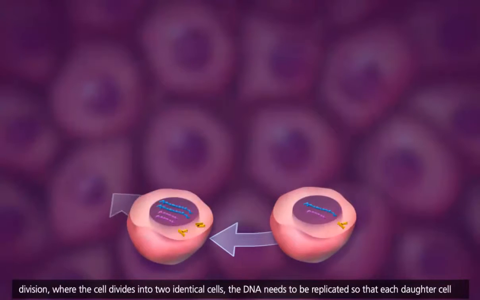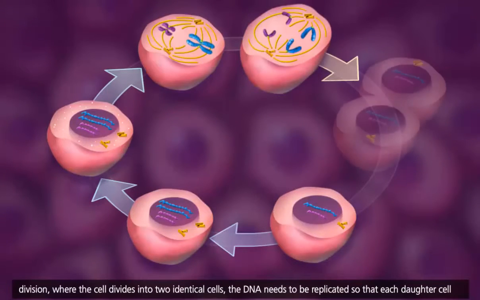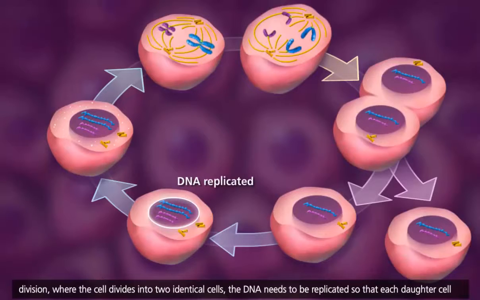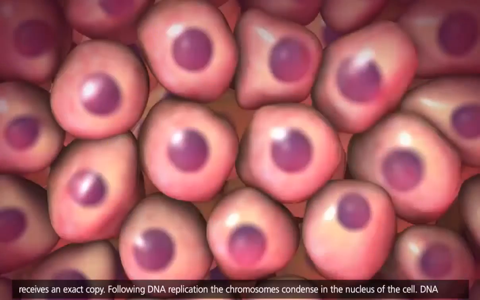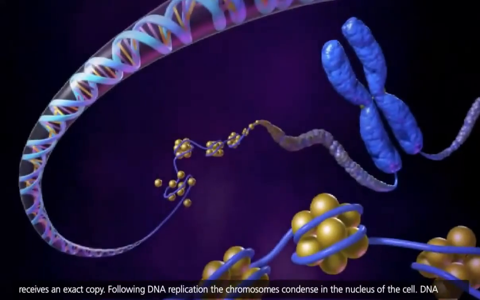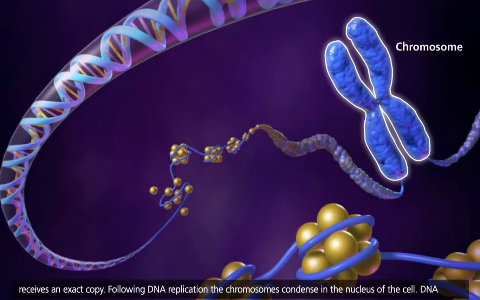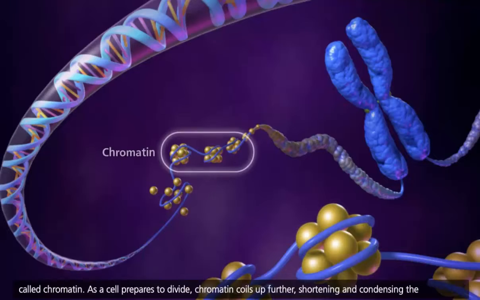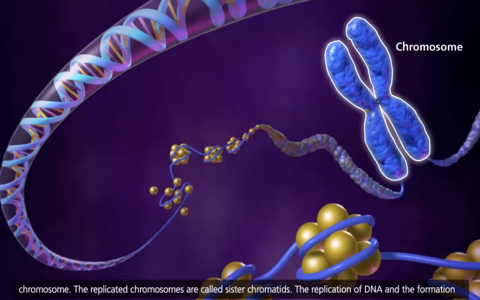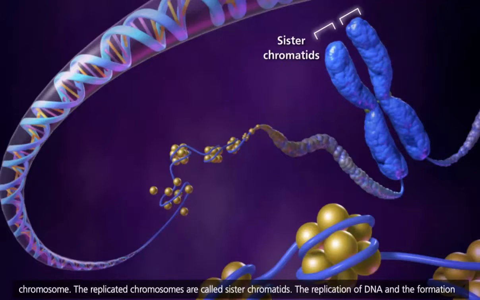Prior to cell division, where the cell divides into two identical cells, the DNA needs to be replicated so that each daughter cell receives an exact copy. Following DNA replication, the chromosomes condense in the nucleus of the cell. DNA condenses by wrapping around cores of histone proteins, forming nucleosomes. This beads-on-a-string structure is called chromatin. As a cell prepares to divide, chromatin coils up further, shortening and condensing the chromosome. The replicated chromosomes are called sister chromatids.